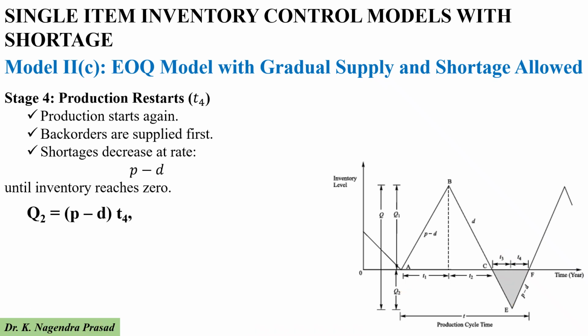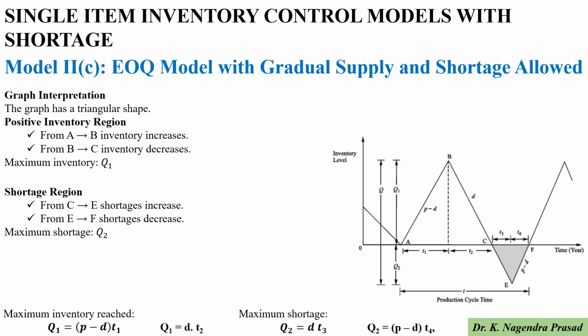Next we look at the time period T4, where production restarts. In this time period, production starts again, but back orders are supplied first. So shortage is decreasing at the rate of P minus D, and it decreases until it becomes 0. Therefore Q2 equals (P minus D) into T4.